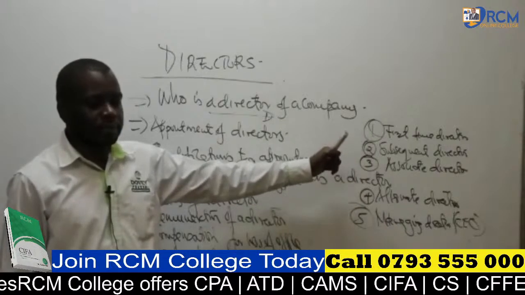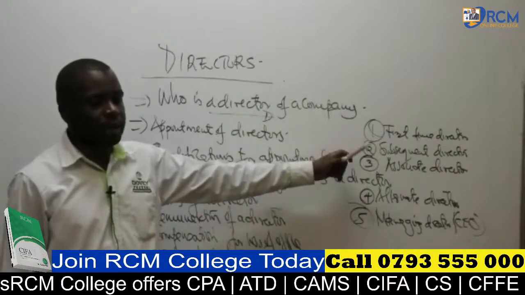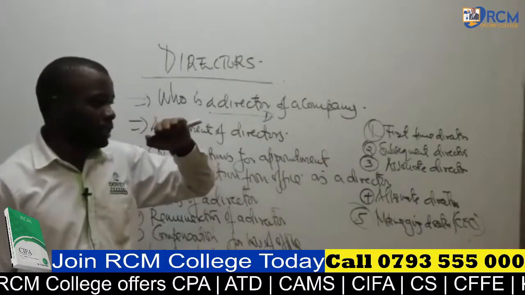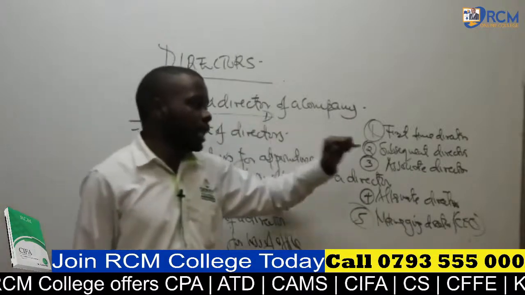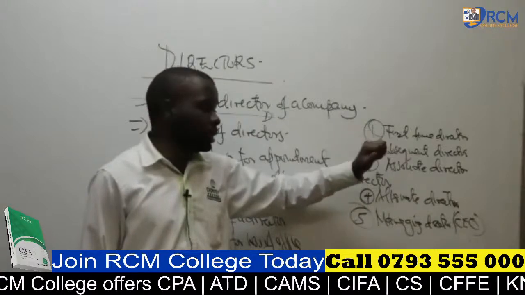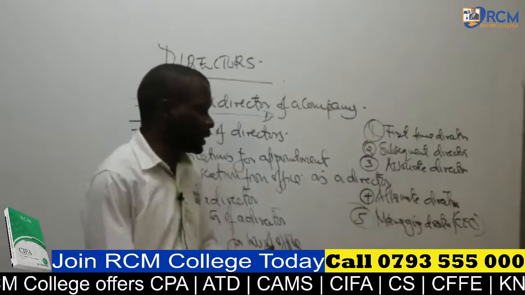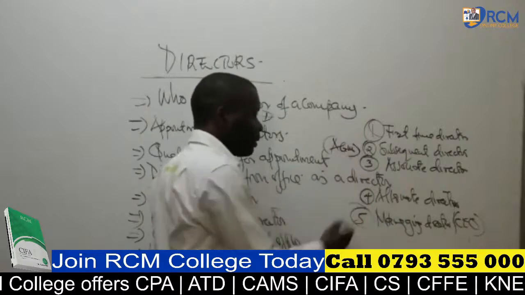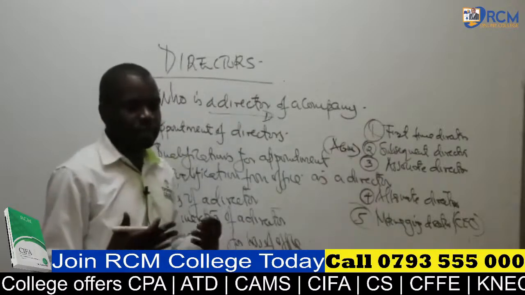In this case, it simply means that you're appointed, for example, by the promoter of the company on formation of the company. Alternatively, you can become what we call a subsequent director. These subsequent directors will be appointed at that AGM we were talking about. Remember, on formation, there is no AGM that has happened.